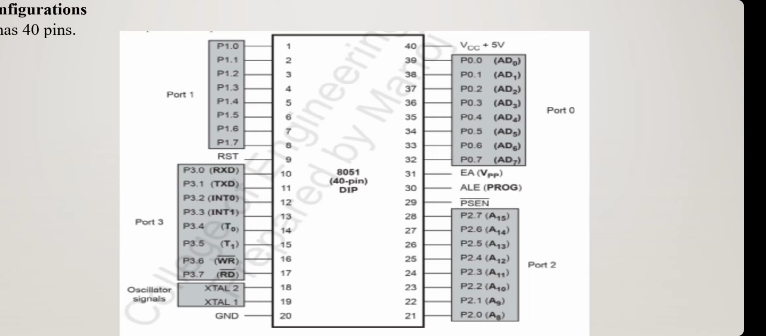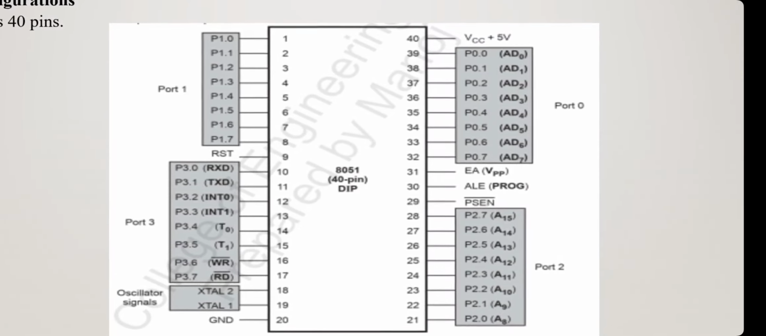So pins 1 to 8 are reserved for port 1. Then next, the 9th pin is RST, that is the reset pin, used to reset the 8051. From 10 to 17, another 8-bit port is there, that is port 3. It is multifunctional. It has alternate functions too. We will discuss it later.